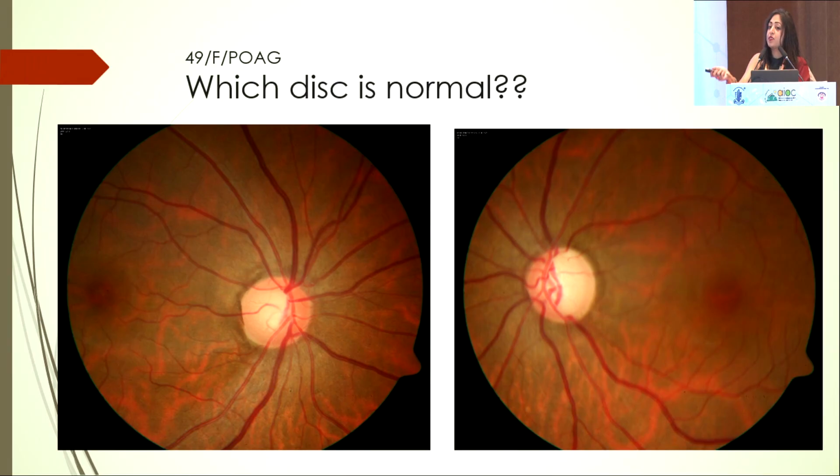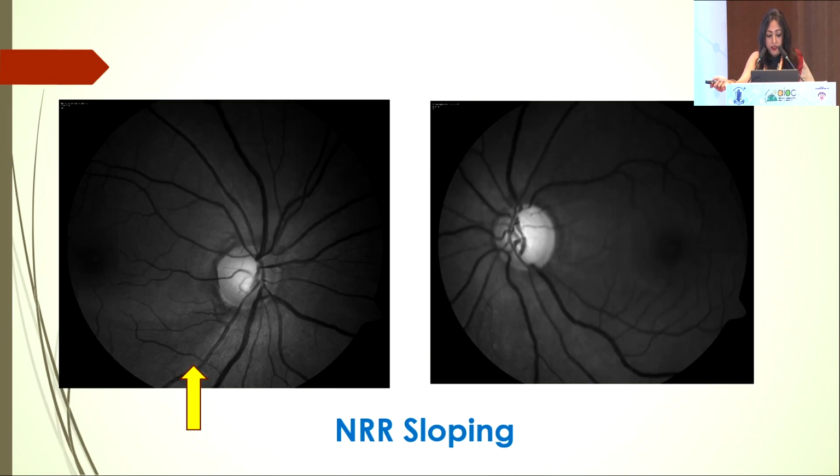This is a case of a 49-year-old female, a case of open-angle glaucoma. So again, if I ask you, you will tell me that the left eye definitely looks abnormal, the right one looks okay, yeah?